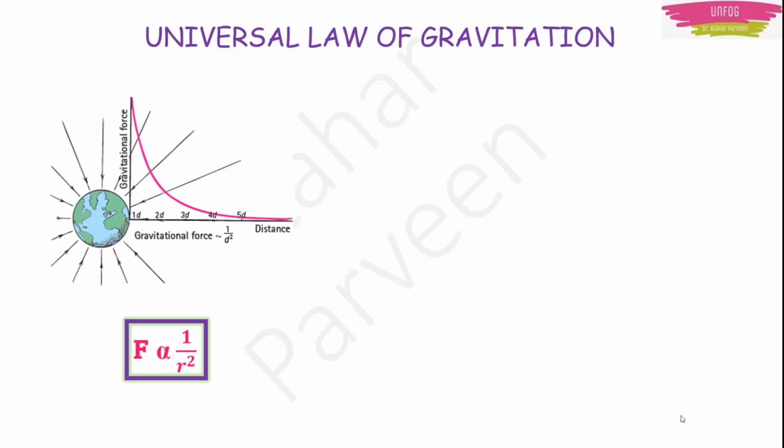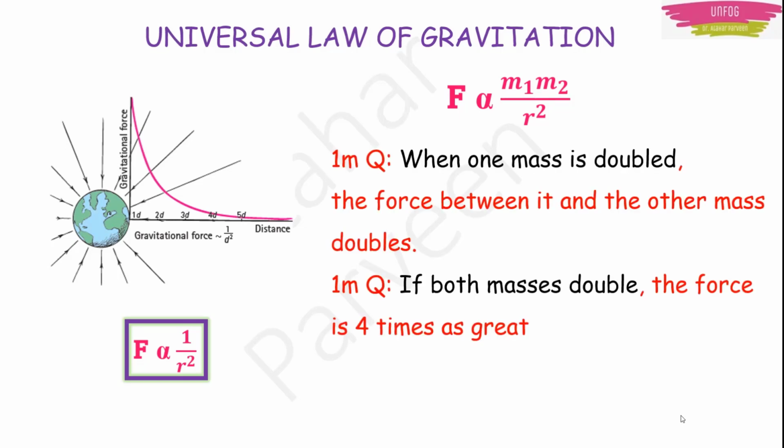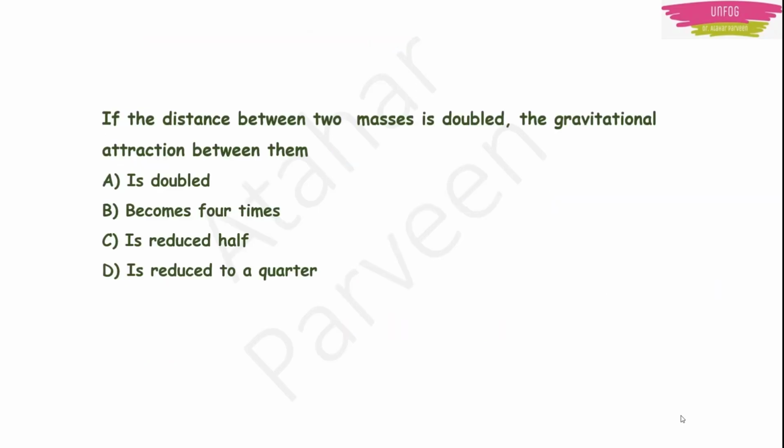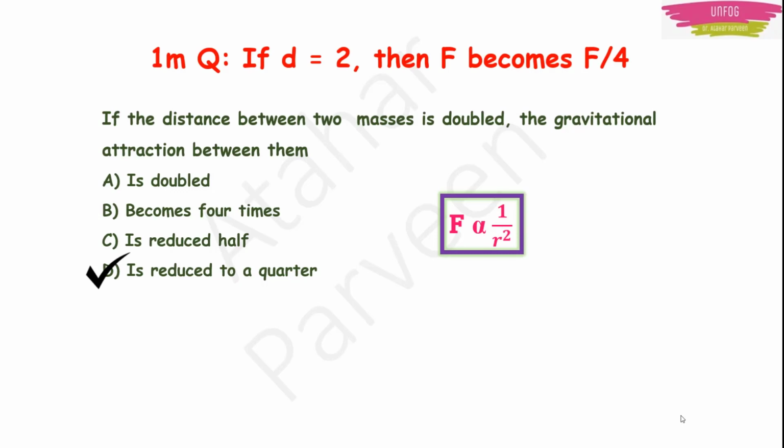Based on this, many types of MCQs can be formed. For example, if F is proportional to m1 into m2 upon r square, then if any one mass is doubled, the force between those two masses will be doubled. If both masses are doubled, then the force will become 4 times bigger. So this type of question can be framed and asked. Or they can ask: if the distance between two masses is doubled, what will happen? If r, the denominator, is doubled, then the gravitational attraction between them will be reduced to 1/4.